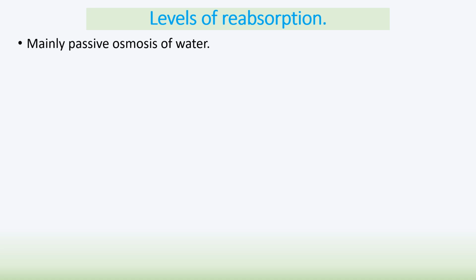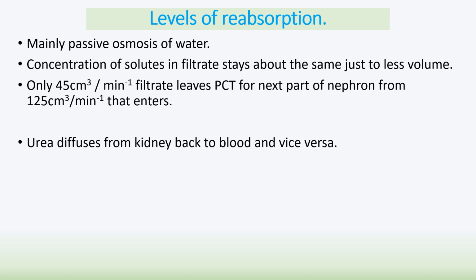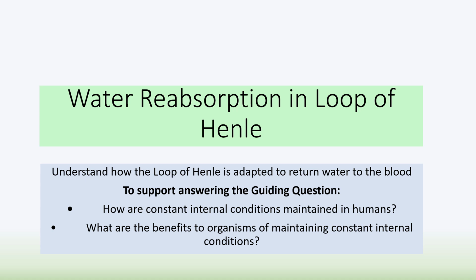So the level of reabsorption here is mainly passive osmosis via water, and only about 45 centimeters cubed then leaves the proximal convoluted tubule from the 125 that enters. So we've lost a considerable amount of water in this first section. The urea will diffuse back into the blood as well, though, but this is not all of the urea, so we're still losing a lot of urea. Obviously, only about 50% could diffuse, as it is due to diffusion from a high to lower level.